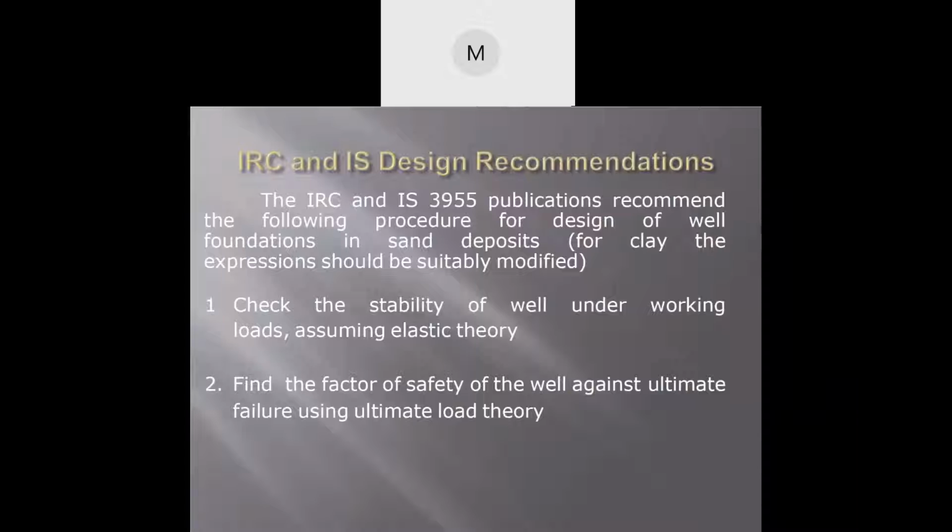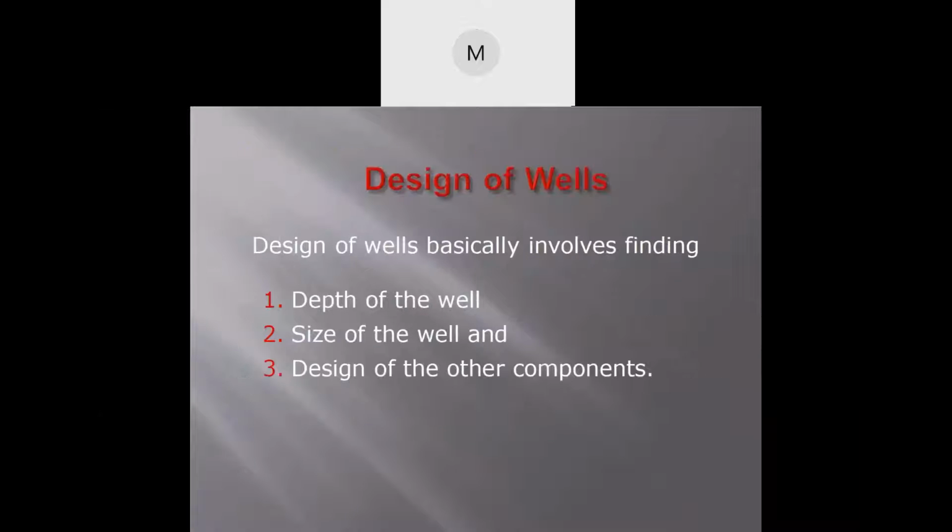First of all, check the stability of the well under working loads, assuming elastic theory. Then we have to find the factor of safety of the well against ultimate failure using ultimate load theory. So these are the two basic things that are required to be considered while designing a well. Now, design of wells basically involves the following findings. Number one, depth of the well. Number two, size of the well. Number three, design of the other components. Okay.